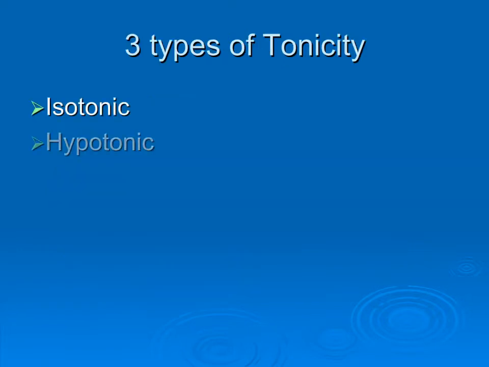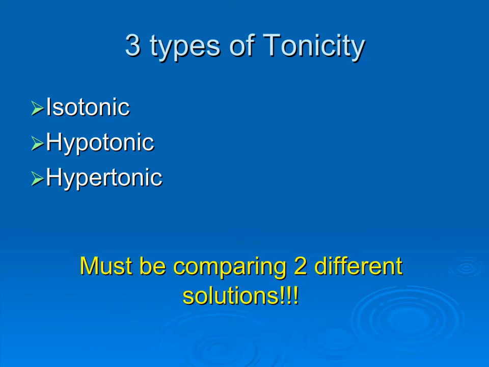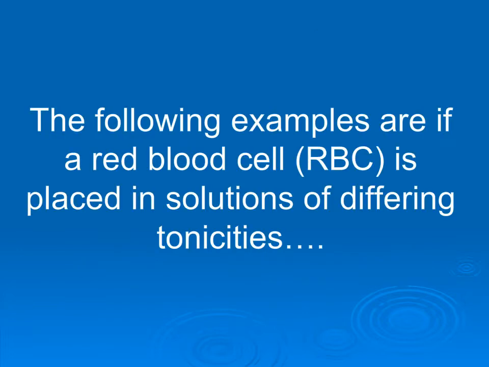The three types of tonicity are isotonic, hypotonic, and hypertonic. Remember, we have to be comparing two solutions to use these terms. We will examine the three different types of tonicity by using a red blood cell. We are assuming the membrane is not permeable to the solutes we are investigating, so we are only looking at osmosis, the diffusion of water.